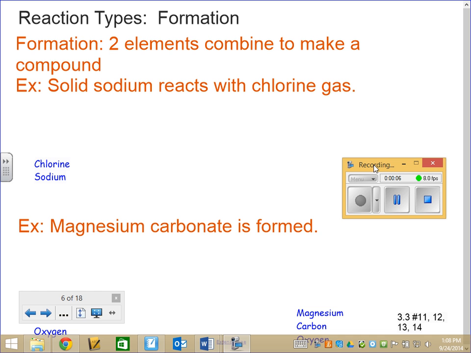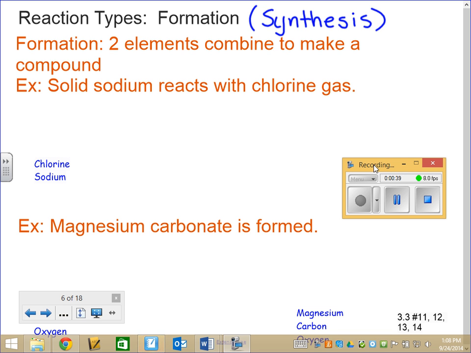So what we're going to discuss for the next couple of classes is reaction types. So not just how to write a reaction and how to balance it, but also to put it into a category. The first type that we'll discuss is a formation reaction. And just so everybody knows, another way to say formation is synthesis.